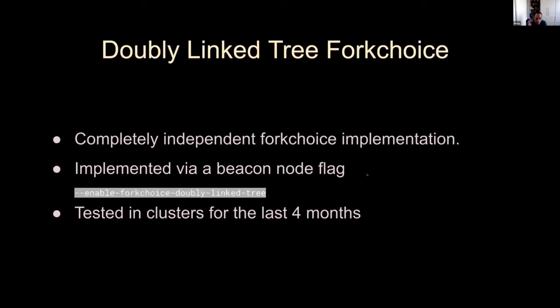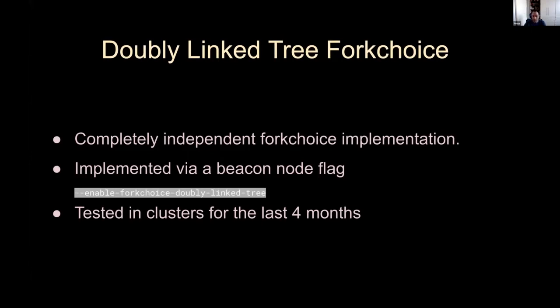So here's another thing. This is our contribution to client diversity without switching clients. We have a completely independent fork choice implementation that has essentially nothing to do with the fork choice implementation that Prysm has by default today. You can run this fork choice implementation by using that flag. That is the second one there.